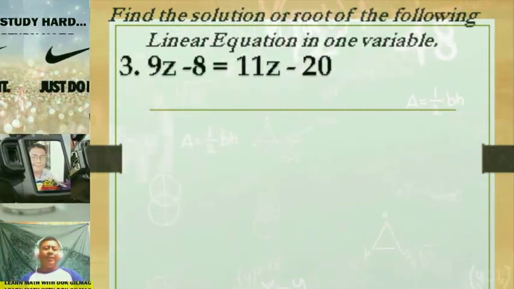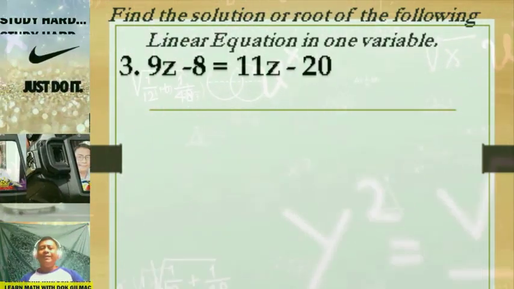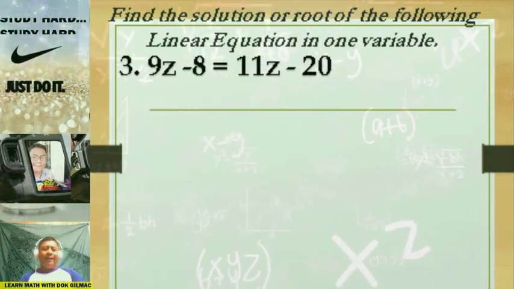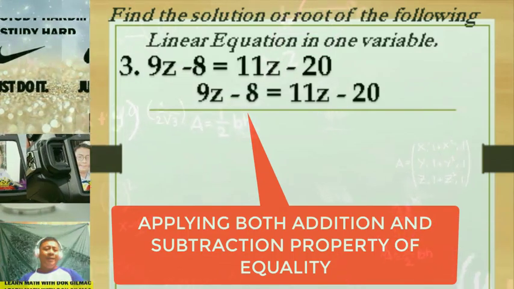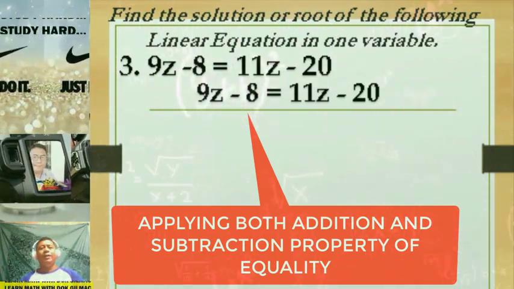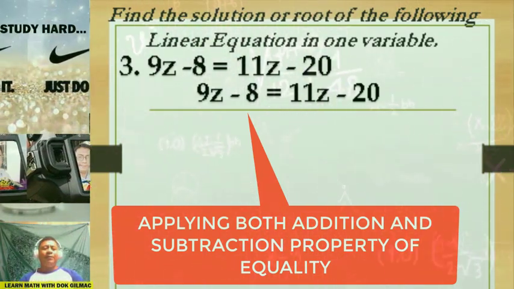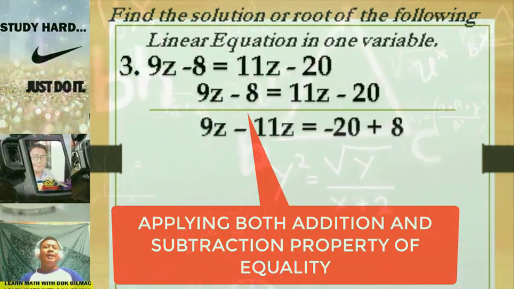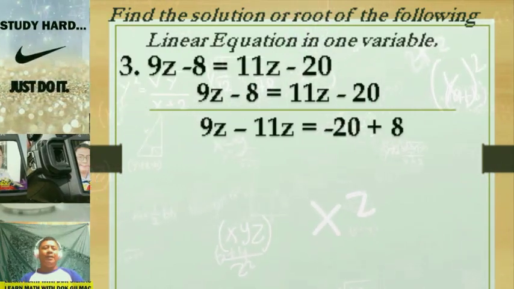Consider number 3. 9z minus 8 is equal to 11z minus 20. Applying the addition property of equality, we can just add 8 to both sides of the equation and subtract 11z from both sides of the equation. So we have 9z minus 11z is equal to negative 20 plus 8.